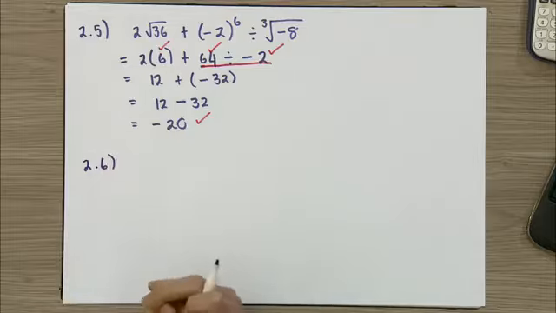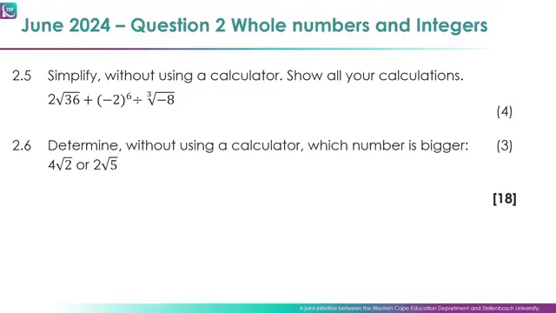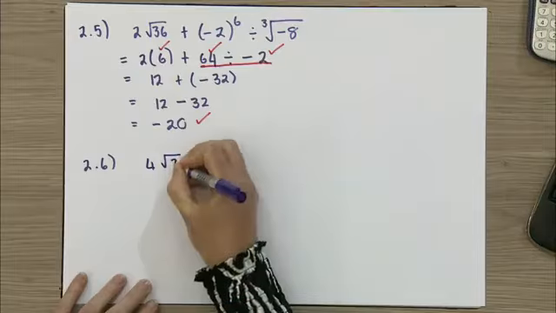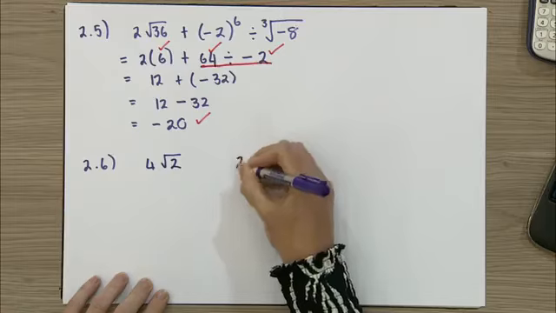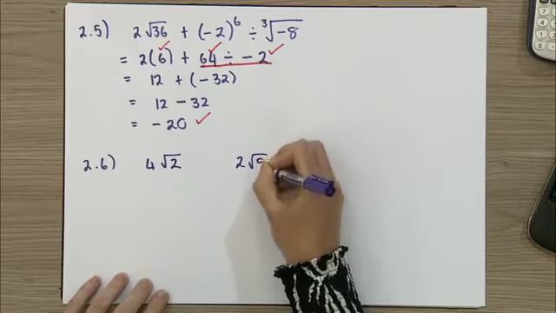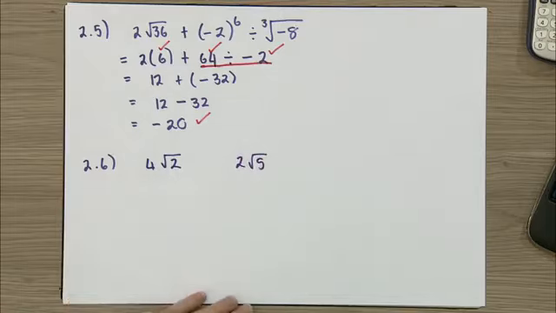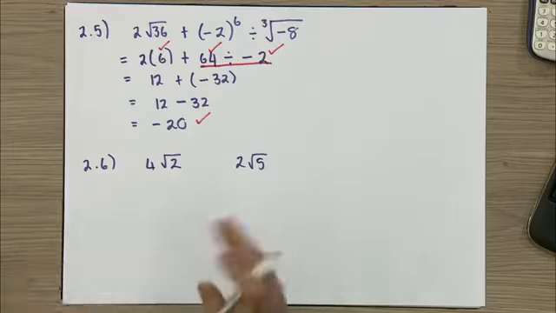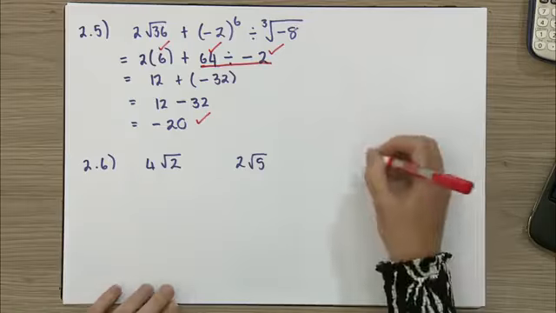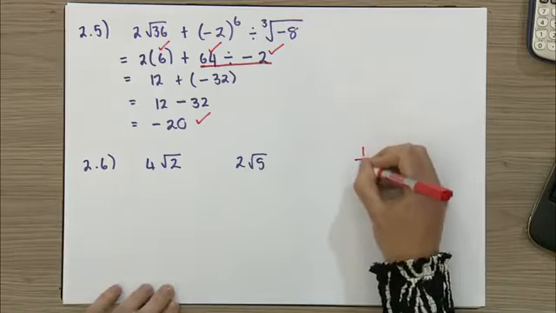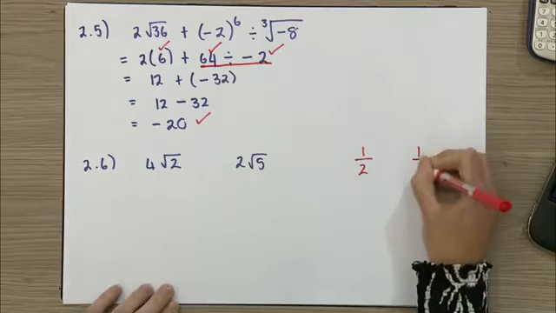Determine, without using a calculator, which number is bigger: 4 square root 2 or 2 square root 5. And I'm not allowed to use a calculator. So grade 9s, how do we compare things? Let's take this back to primary school. What if I asked you who is bigger, a half or a third?